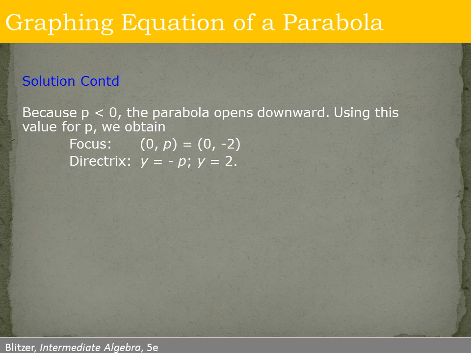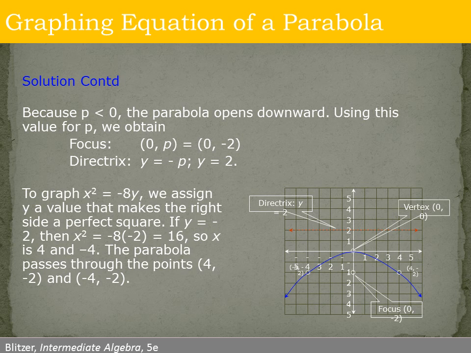Because p is less than 0, the parabola opens downward. Using this value for p, we then obtain the focus and the directrix. To graph x squared equals negative 8y, we assign a y value that makes the right side a perfect square. If y equals negative 2, then x squared equals negative 8 times negative 2, which is 16. So x is 4 and negative 4. The parabola passes through the points (4, negative 2) and (negative 4, negative 2), as seen on the right.